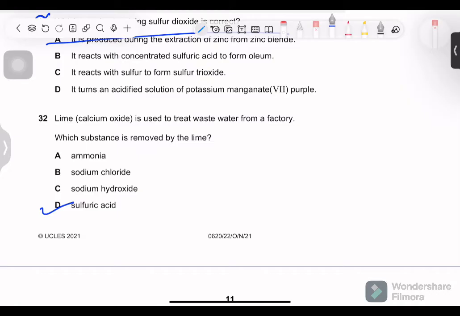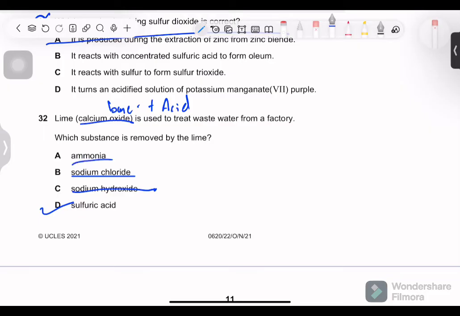So basically you have to relate this, and even if you don't relate this, it is a far-fetched link, so we'll go directly into it. This is a base. So base reacts with what? Acid. Sodium chloride is a salt, so we don't need to remove sodium chloride from the water. Why would we remove that? Sodium hydroxide is a base. Calcium oxide is also a base. Two bases cannot react together.